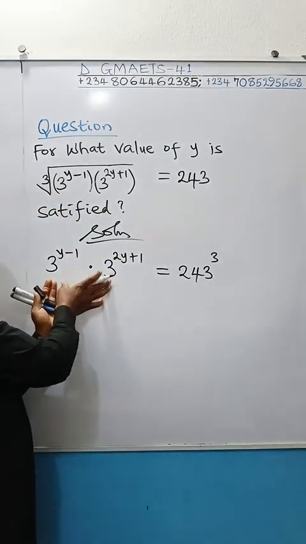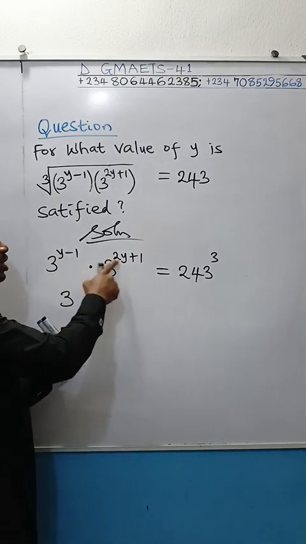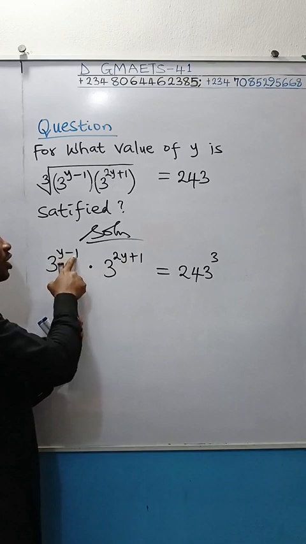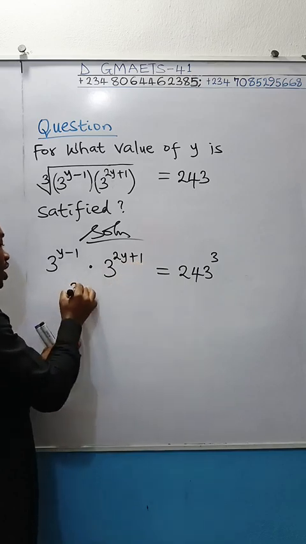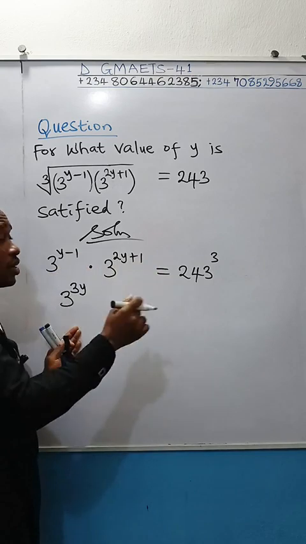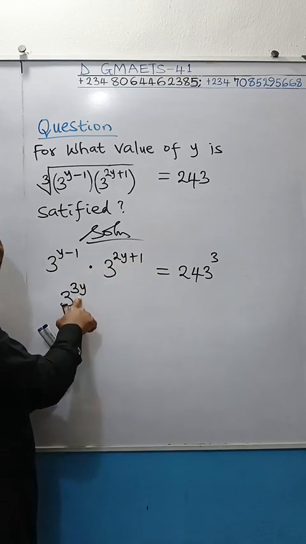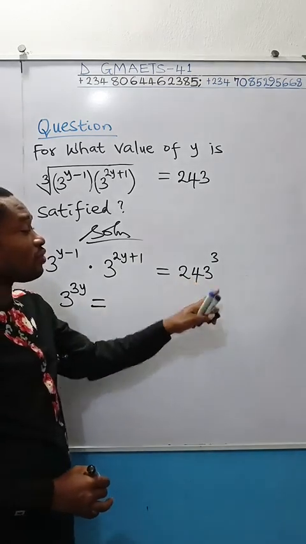Now we can apply the multiplication law of indices here by picking one of the bases and then adding the powers. If you add y minus 1 plus 2y plus 1, you are going to get 3y. Minus 1 plus 1 will go to 0. y plus 2y will give us 3y. And that, of course, will be equal to 243.